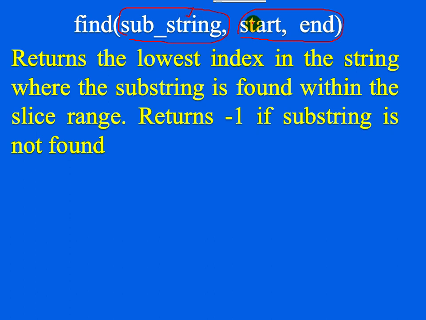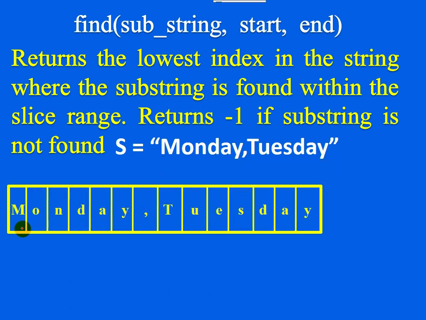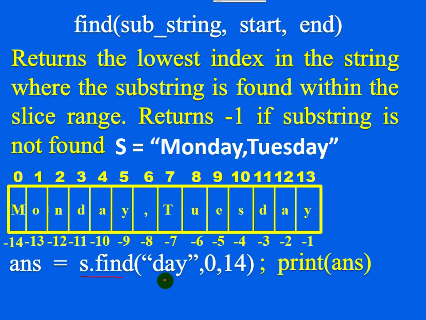Let me explain this using an example. Consider the string s is equal to Monday, Tuesday. Now certainly the memory allocation is like this. Forward indexing is there, backward indexing is there, you know this. Now if I write s dot find day 0, 14 and print answer, the find function searches for this substring in this range. In this range means starting with index 0 and ending with the index 14 minus 1, that is 13.